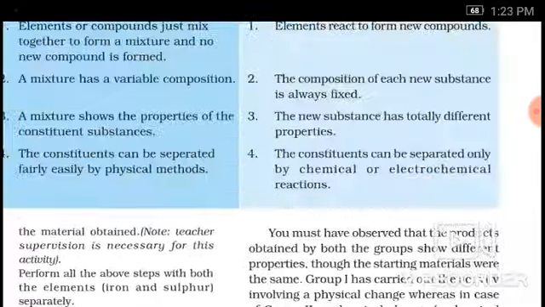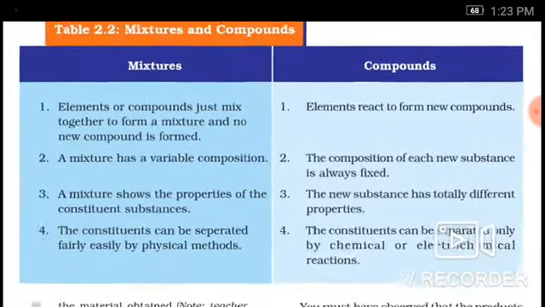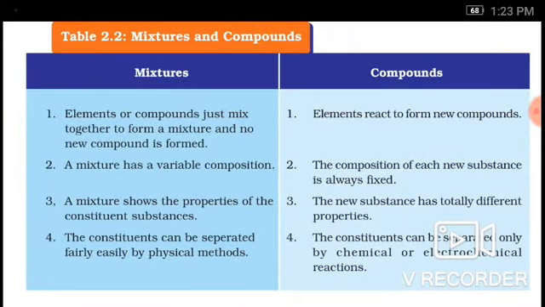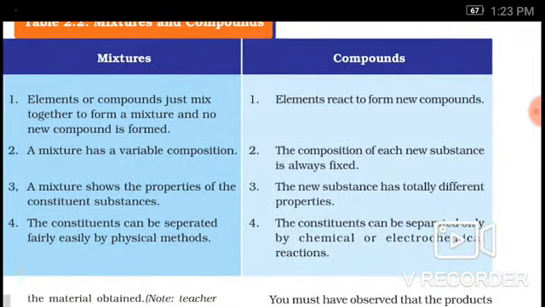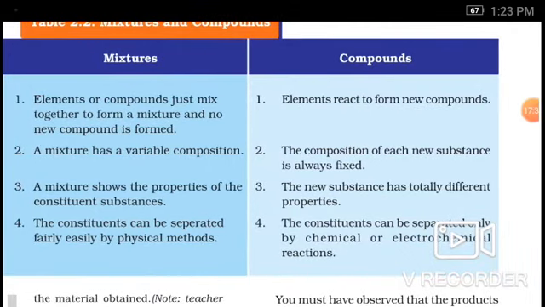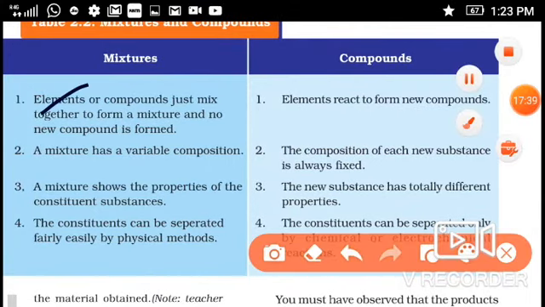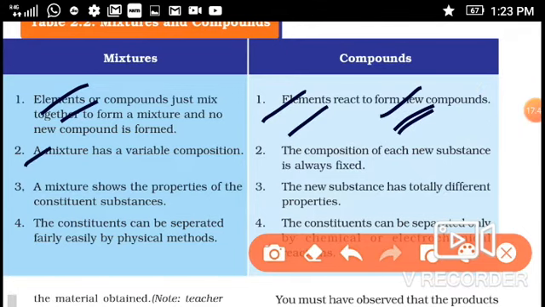Now we are going to discuss about the difference between the mixture and compounds. Now I hope that you can understand this difference. Elements or compounds just mix together to form mixture. No new compound is formed, means no new substance is formed, but in this new compounds are formed. A mixture has a variable composition. The composition of each new substance is always fixed, means definite proportion.